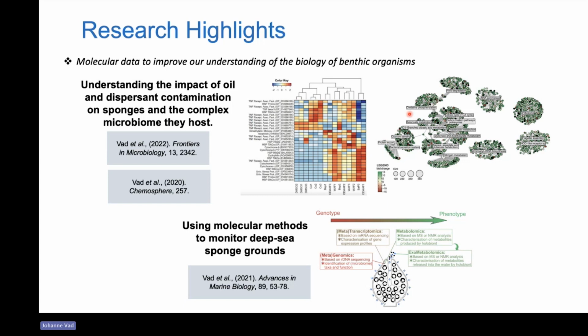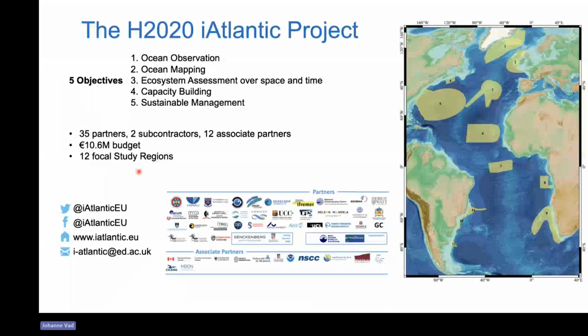So iAtlantic is a Horizon 2020 research project that's ending in about 6 months now. It's quite a big project. It has 35 partners and 12 associated partners. You can see some of the logos here, and they're really distributed across the whole of the Atlantic basin. The project had 12 study regions, which are highlighted in yellow here on the map. So you can see it's really trying to cover a breadth of the Atlantic Ocean.